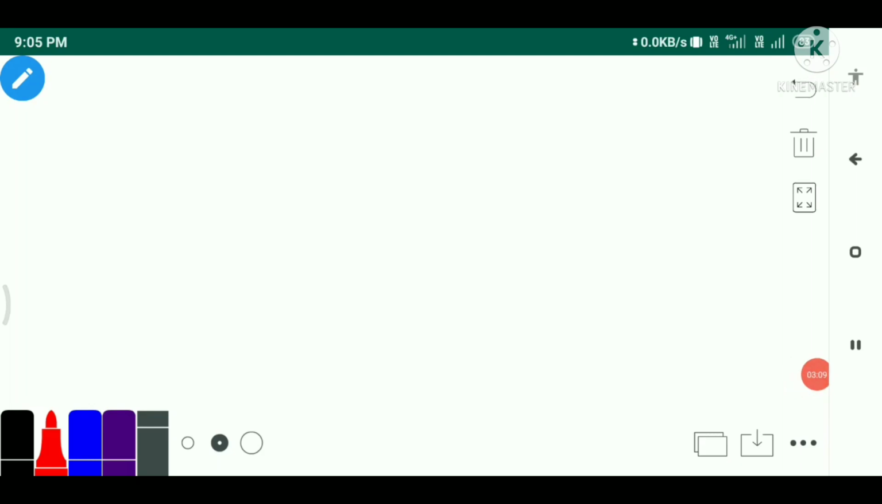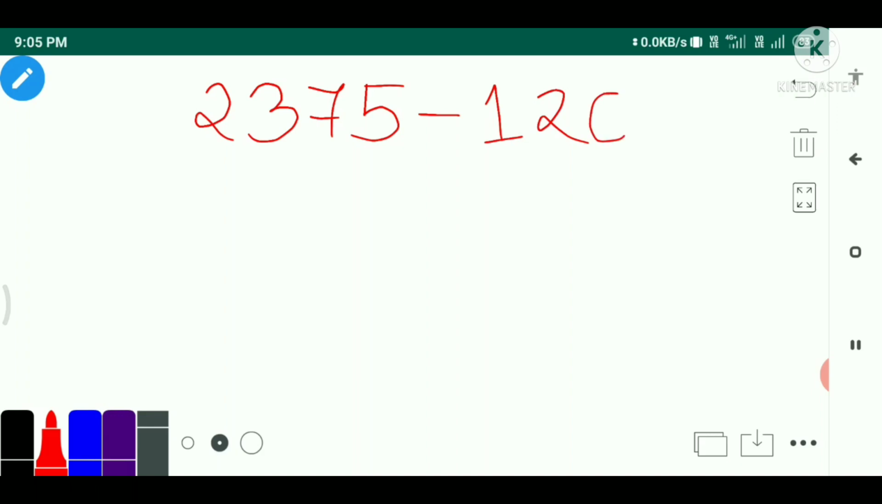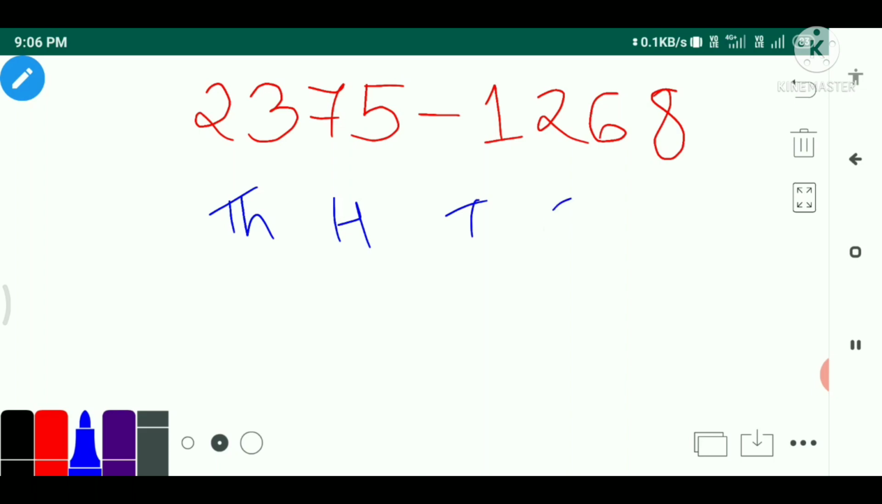Now I will teach you how we can subtract any 4-digit number with regrouping. Okay, so suppose two numbers are there, 2375, and you have to subtract 1268 from it. First of all we'll write the place value. This one is the easiest method. So 1000, 100, tens, ones.